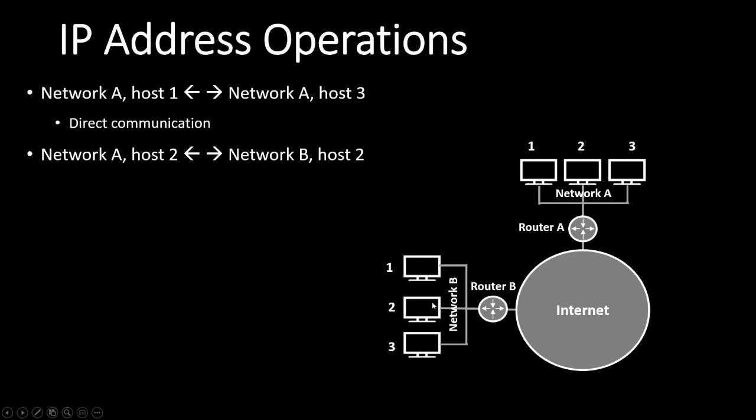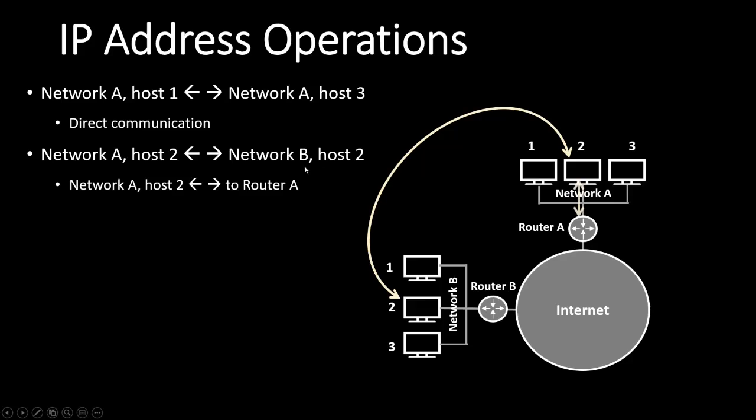These two devices are connected to two different networks, and they don't know how to reach each other because they have no details about the network or the internet between them. So this communication needs to go over gateways, and these gateways should pass traffic between these two devices. So first of all, host 2, which is connected to network A, sends the traffic to router A, which is the gateway of network A.